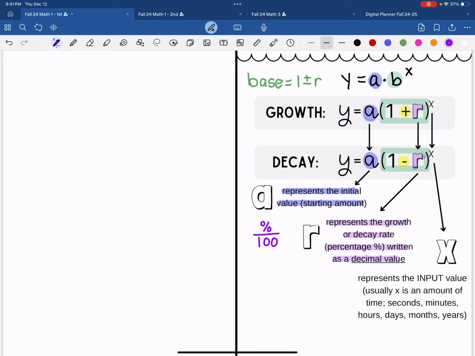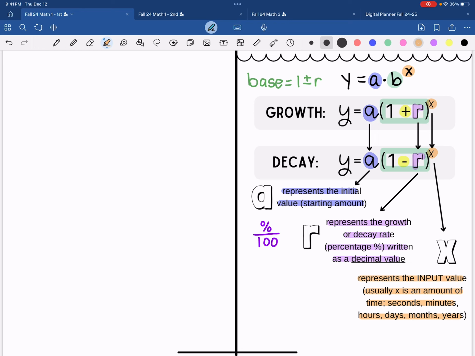And then finally, the last thing that's going to go into our formula is the exponent. Normally our exponent is x, and that is still true, but we're actually going to substitute in for x now. These are going to represent some type of time frame. That's going to be your input value. So it could be seconds, minutes, hours, days, or years.